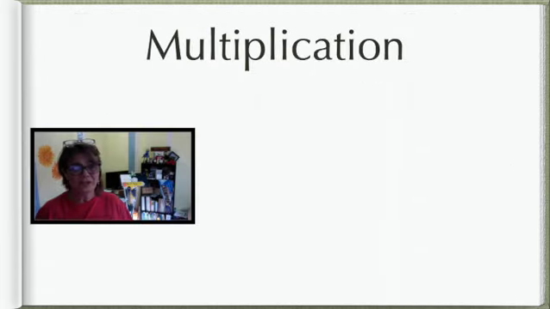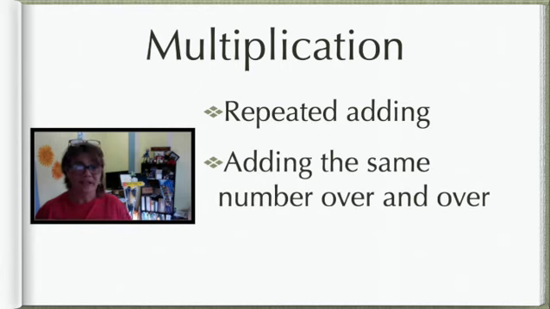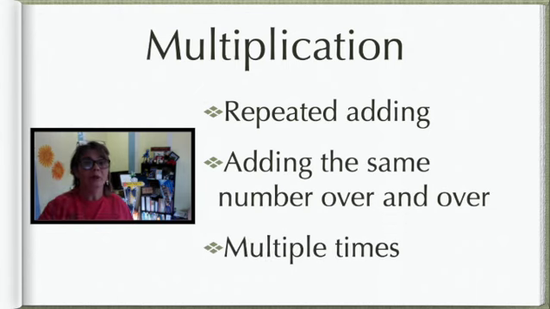What is multiplication but repeated adding? Adding the same number over and over again. So 3 plus 3 plus 3 plus 3 plus 3, over and over again, multiple times. That's where the term times comes from, like 3 times 4 is because 3 happens 4 times, or multiple times.